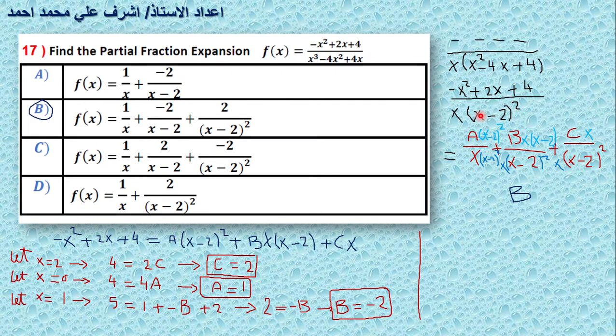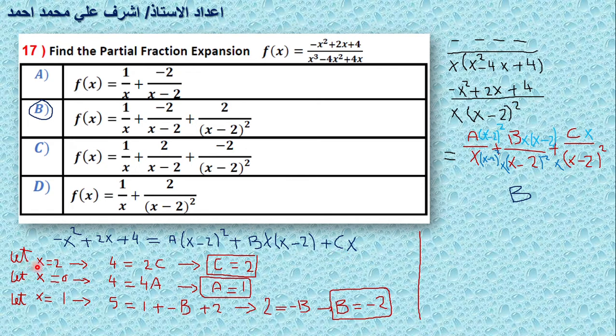So now these denominators are like the original denominator. So the numerator equals the summation of these numerators. We will get this line. From this line, we want to find the values of A, B, and C.